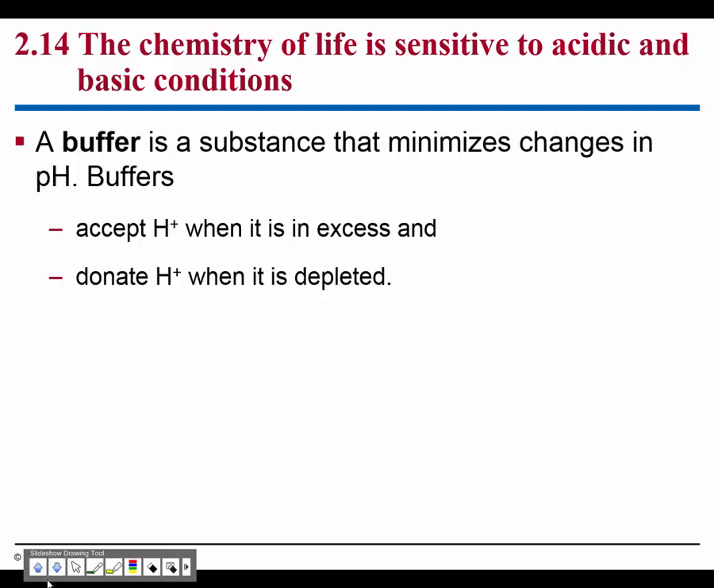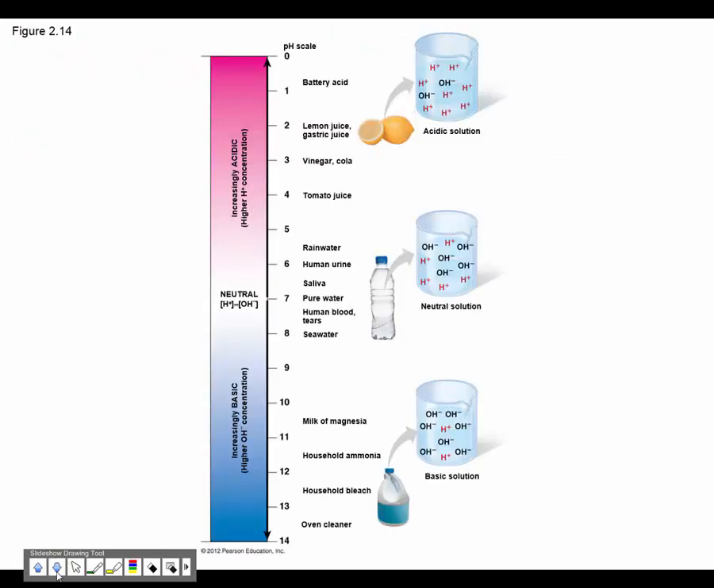And so a buffer, you'll often see in medicines. When they put shots into your body, they use a buffer so it accepts hydrogen ions in excess and donates when it's depleted. They use that buffer to keep the pH stable.